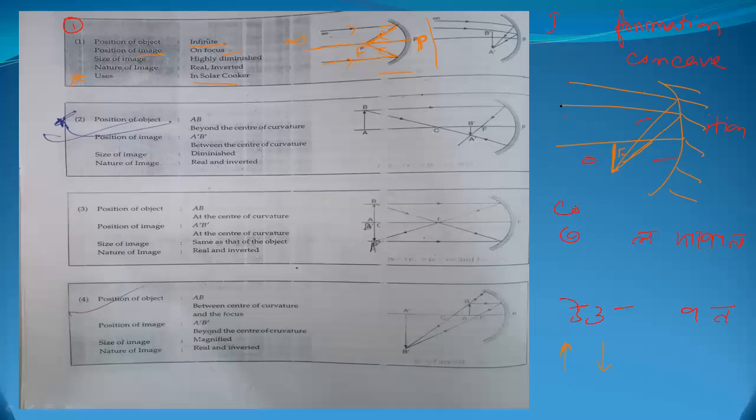Suppose this is the object. The object is at infinity, we don't know the position of the object, that's why infinity. But the rays are not coming parallel to the principal axis. The rays are unparallel to the principal axis. So after striking, they will pass through some point and they will intersect here. So this will be the position of the image.